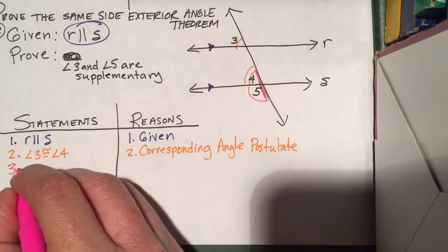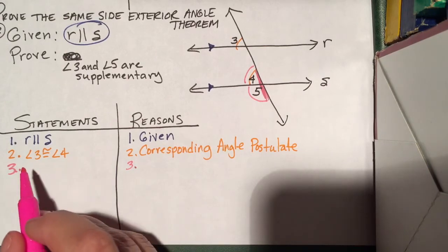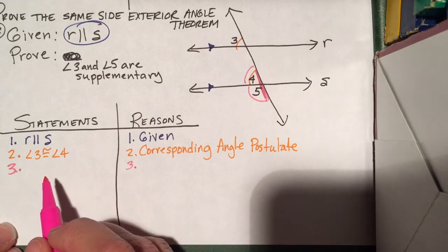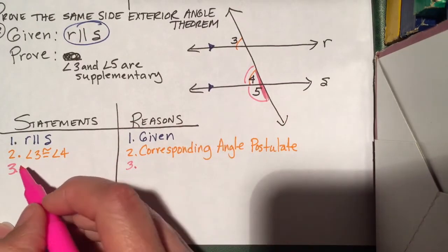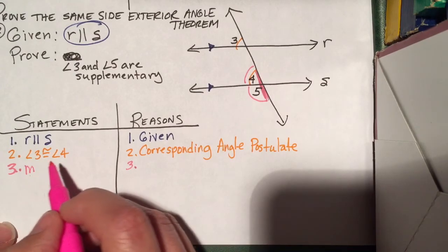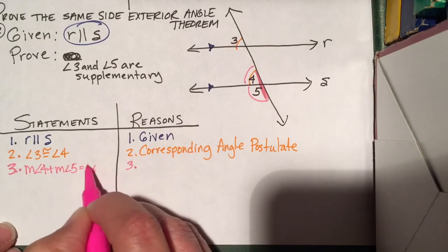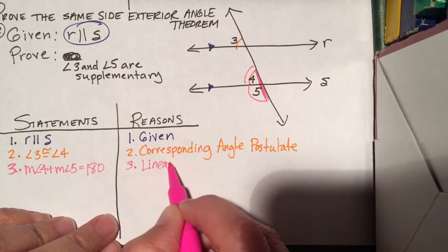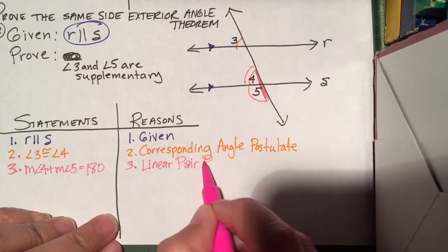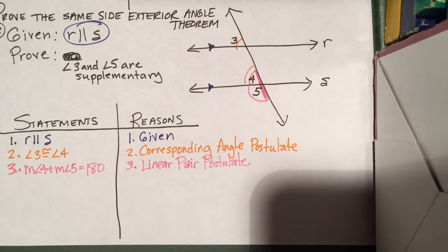Now, it depends on, again, the requirements that your teacher or your professor has. Some people will actually make you write 4 and 5 are a linear pair. I'm not going to make you write that. But we do know that for a linear pair, the measure of angle 4 plus the measure of angle 5 is going to equal 180. Now, we've been saying definition of linear pair. That's also the linear pair postulate. The linear pair postulate says that two angles that are a linear pair are going to add to 180.